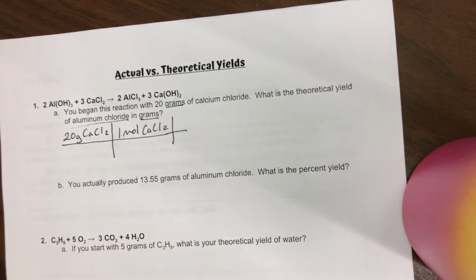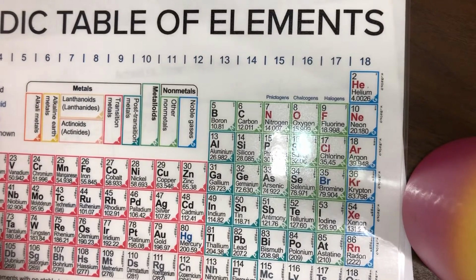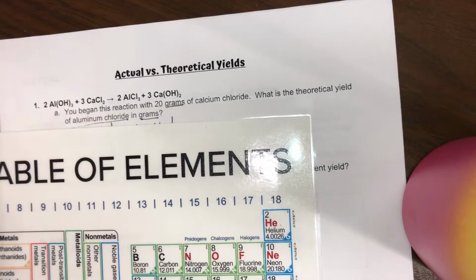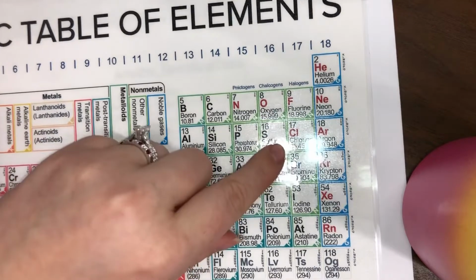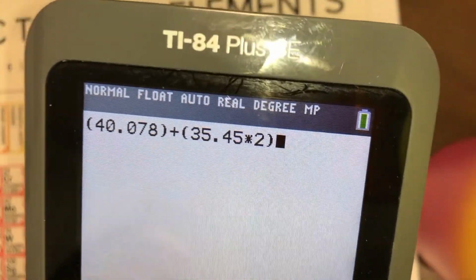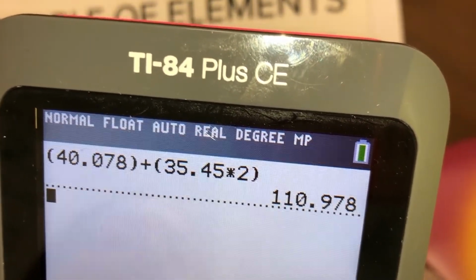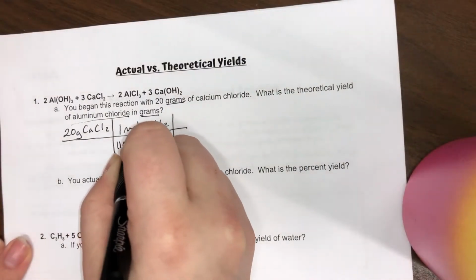So let's go ahead and add this up. I can't just pause this because it is on my phone, so we're just going to do it in real time. What do we have here? We have 1 calcium and 2 chlorines, so we're going to add those up. If we look on our periodic table, calcium is 40.078 plus the 2 chlorines, and each of those is 35.45. This is how I've got it set up in my calculator. It tells me the whole mass of the calcium chloride is 110.978, so I'm going to put 110.98.